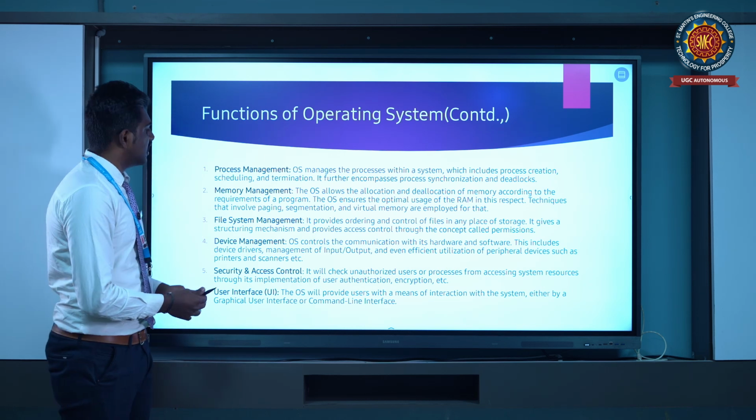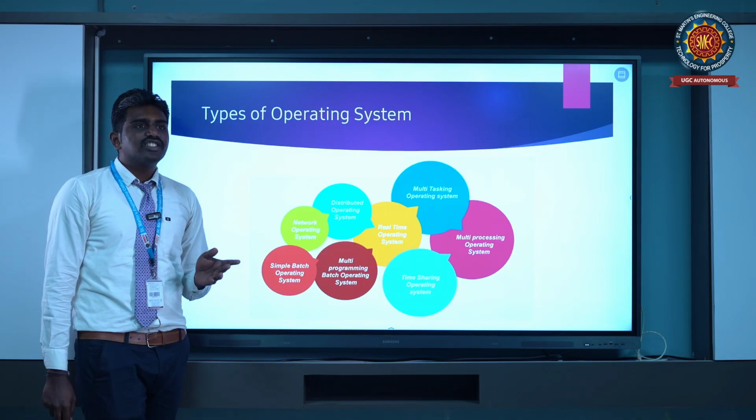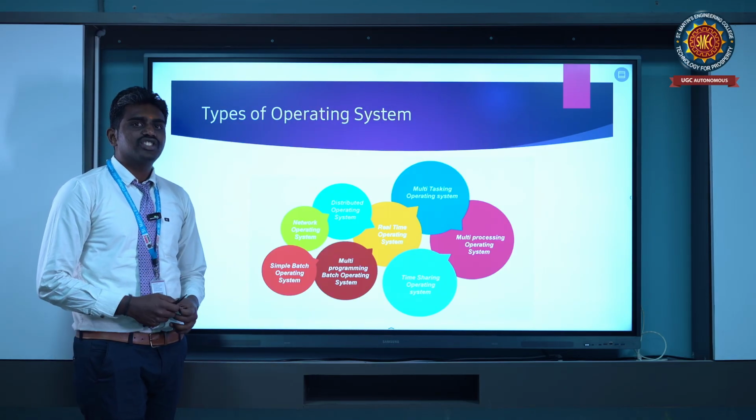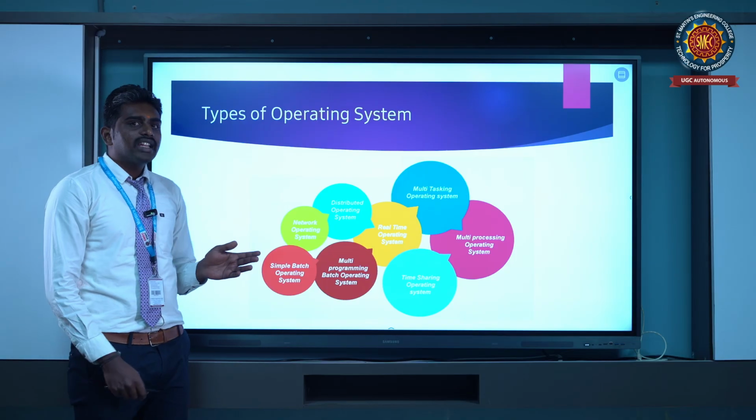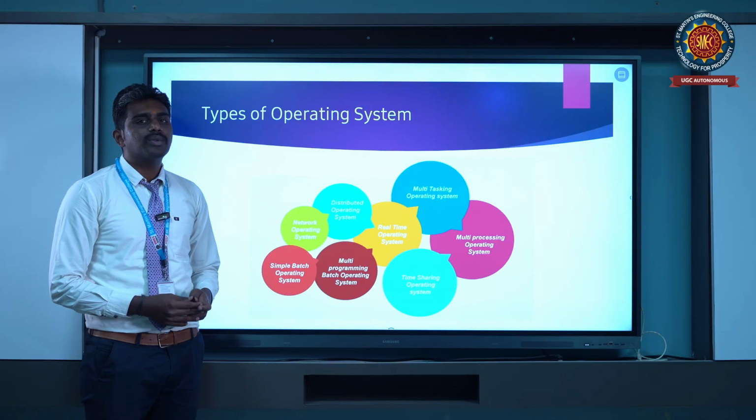Okay, and next we will see the types of operating systems. There are 8 categories of operating systems.